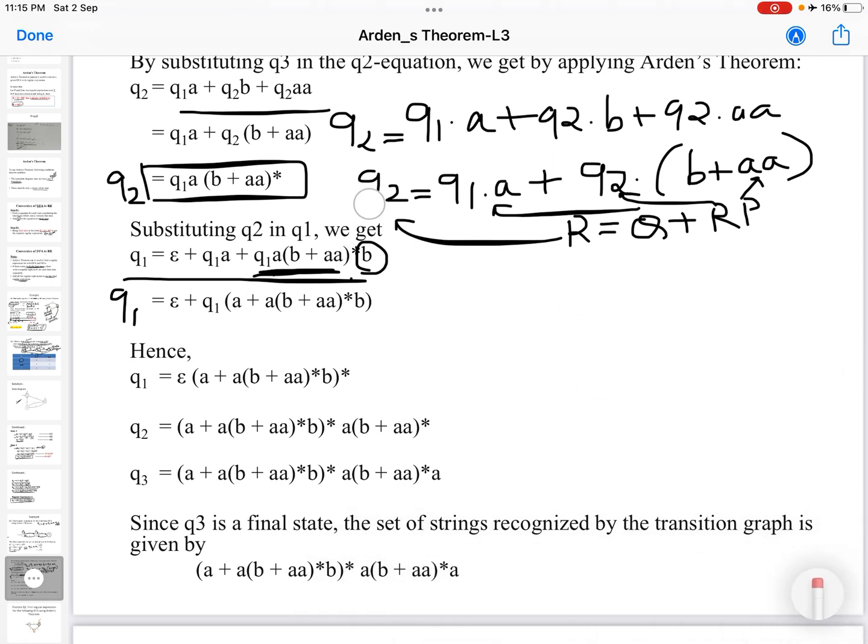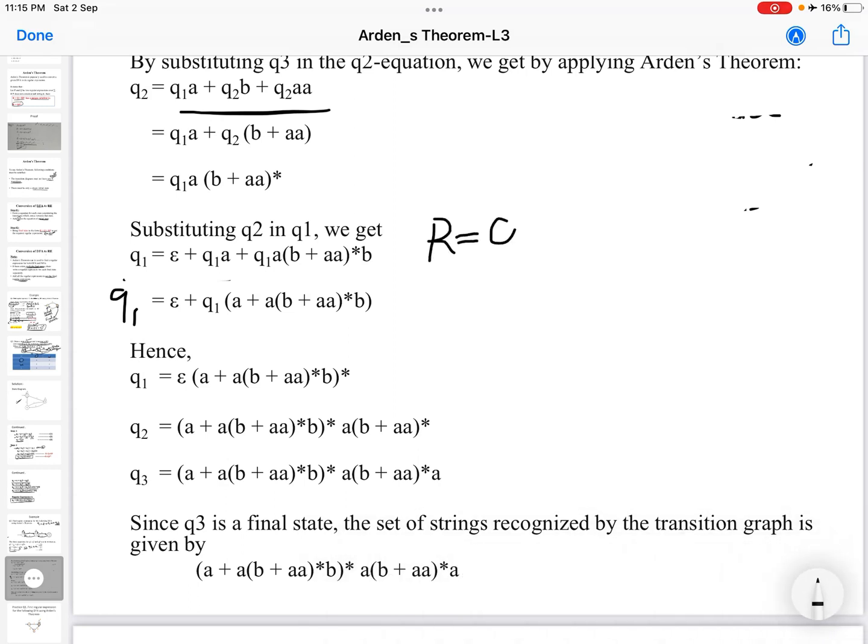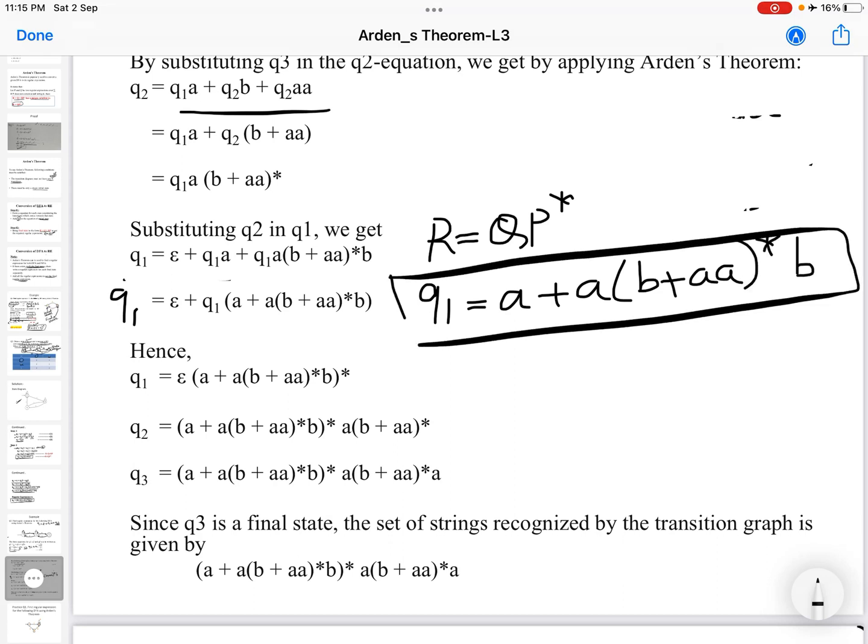Now this is in the form of R is equal to Q plus RP. So R equal to QP asterisk will be Q1 equal to epsilon, which will be 0. So we'll write (A plus A(B plus AA) asterisk B) asterisk. This is your Q1. See, Q1 you got this. If you want to write this epsilon, you can, or you can ignore it also. Q2 also we have got.